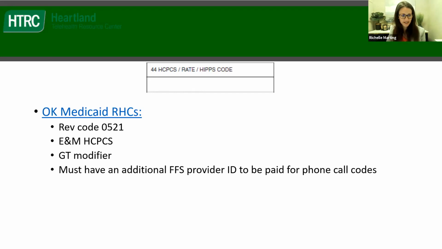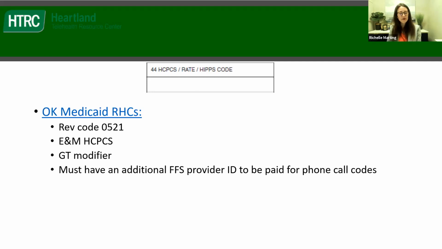All right, so Oklahoma Medicaid rural health clinics. I'll have a link here where you can go to the billing manual for RHCs and how this works. Your revenue code in Oklahoma Medicaid for RHCs is going to be 0521. So we looked at that. That's what it's going to be for most RHC visits. You'll have a procedure code describing the evaluation and management service that was provided, and when it's done via telehealth, you add a GT modifier to that code here in box 44.